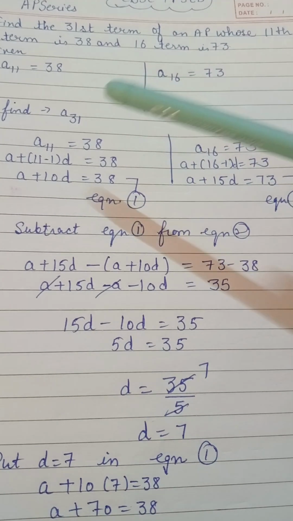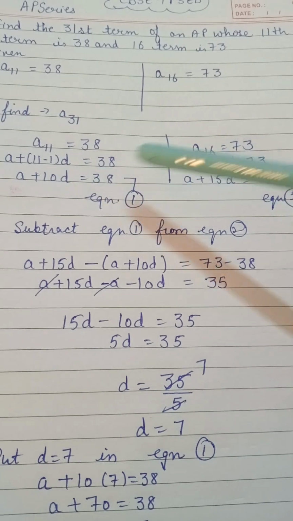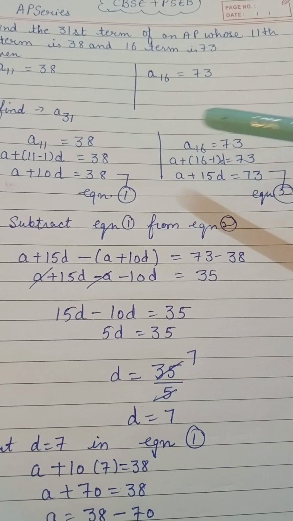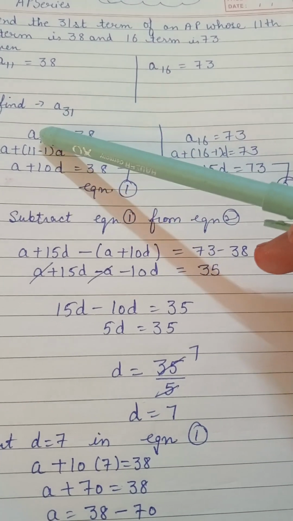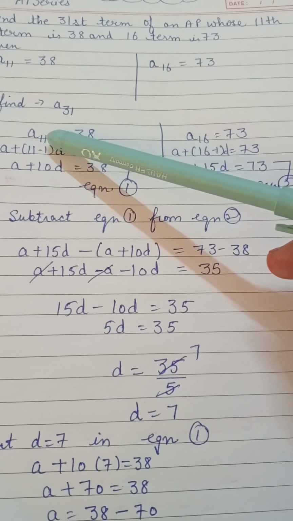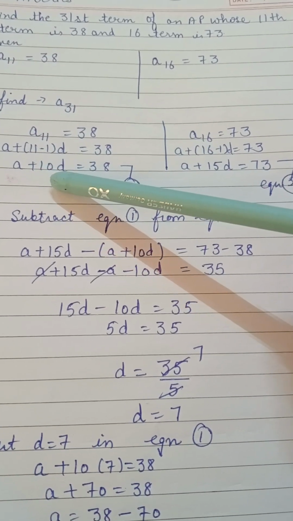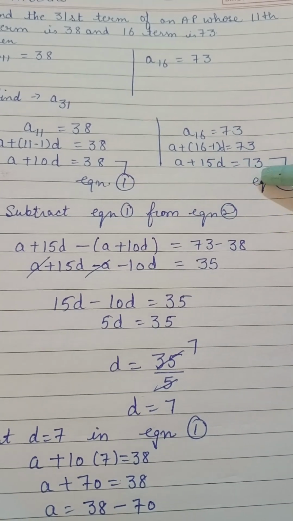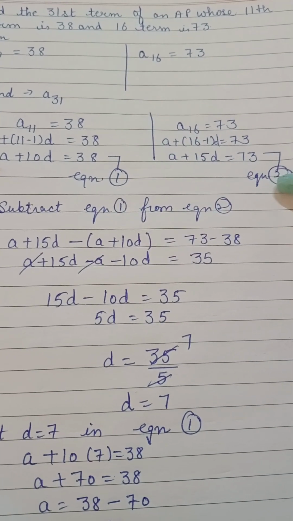So we can say कि A plus 11 minus 1D is equal to 38 and A plus 16 minus 1D is equal to 73. So here is the formula of AN. We apply when the number of terms is 11. So this becomes A plus 10D is equal to 38 and this becomes A plus 15D is equal to 73. So this becomes equation 1 and let this be equation 2.